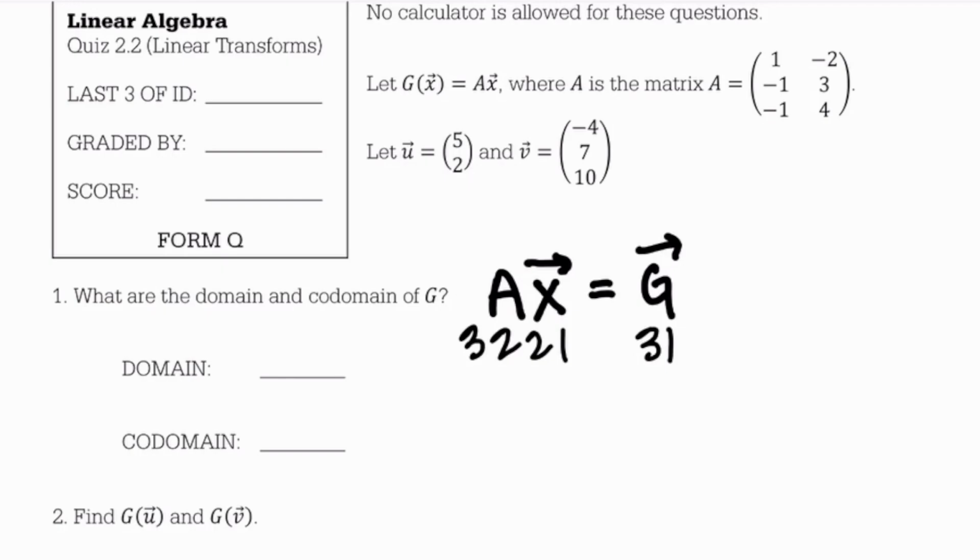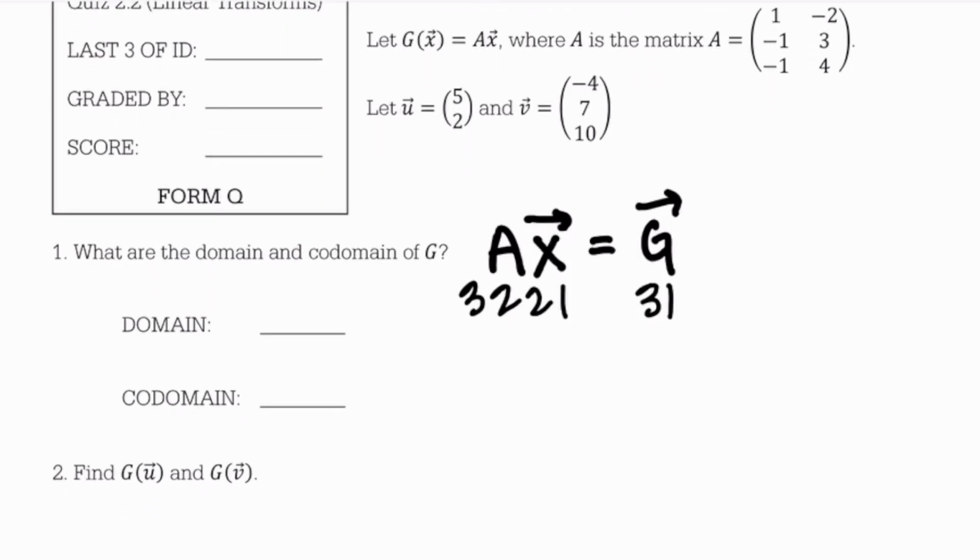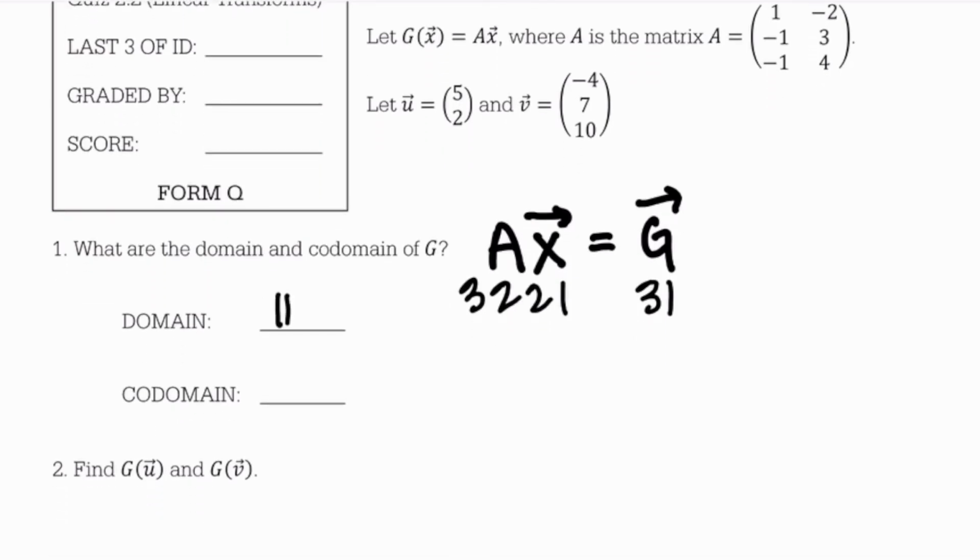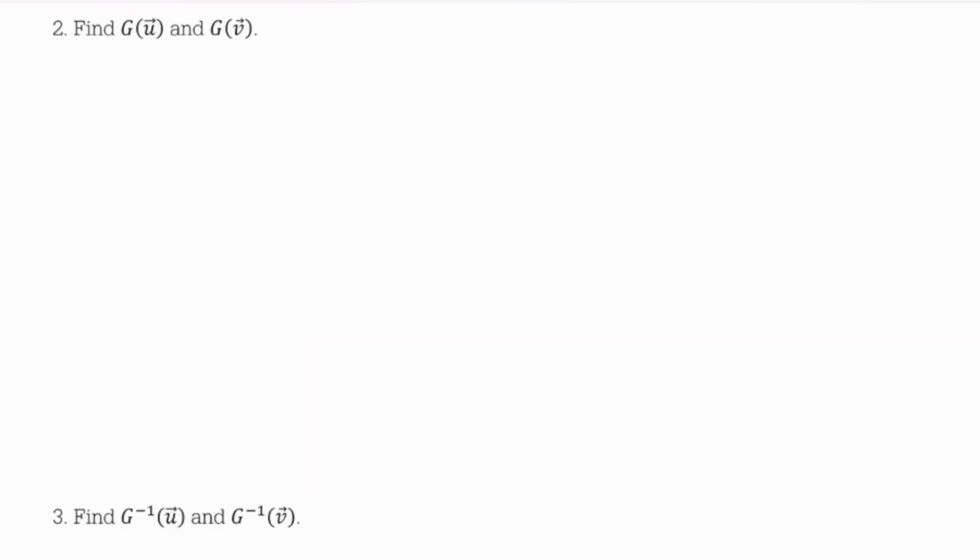So x is the input variable here, so it's a 2 by 1 vector. That means the domain is R2. And then the output is 3 by 1. That means the codomain is R3.